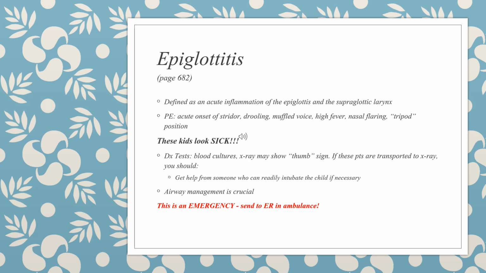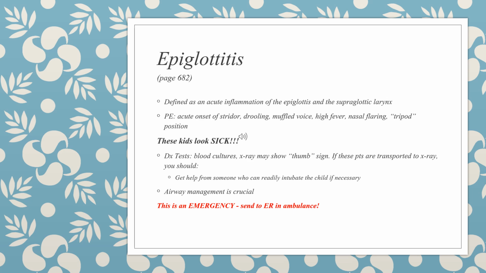Next, we'll move on to epiglottitis. This is defined as an acute inflammation of the epiglottis and the supraglottic larynx. On physical exam, you're going to see acute onset of stridor, drooling, muffled voice, high fever, nasal flaring, and they're going to get in the tripod position. It occurs in kids between 1 and 5 years of age. It's commonly caused by H. influenza.